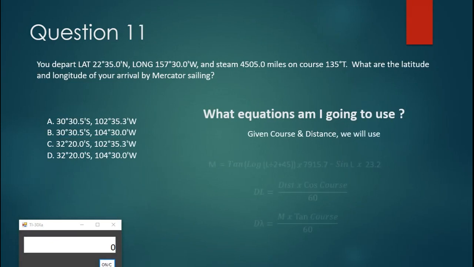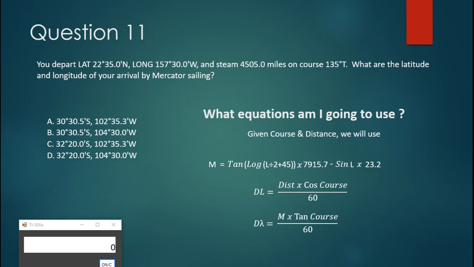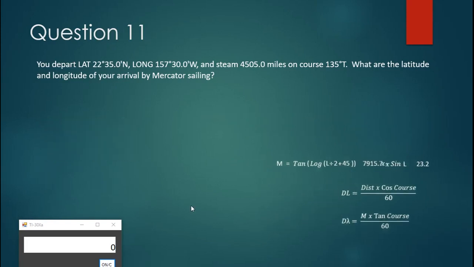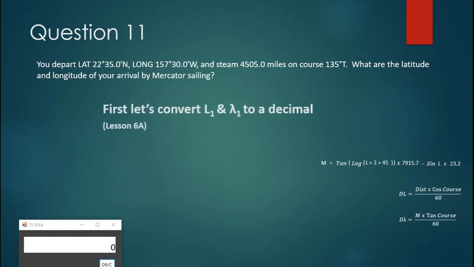Okay, so here let's take a look at question 11. Question 11 on the worksheet is where everything changes up. You're given a course and a distance, and you're going to calculate the L2 and lambda 2. These are the equations you'll be using here: the same distance equation you used in your mid-lat sailing, and d lambda is the m times the tangent of the course divided by 60. So the first thing we're going to do here is convert our lat and long to decimals from lesson 6a.